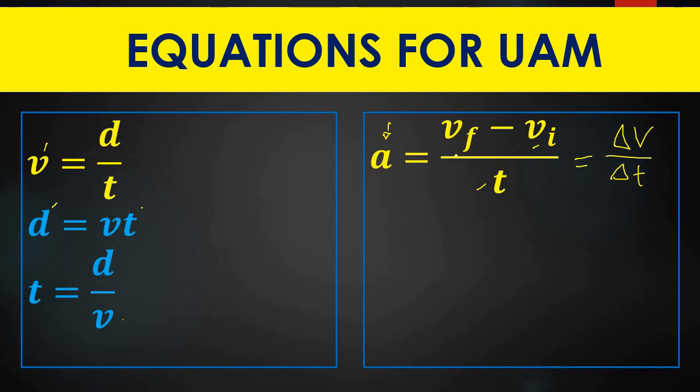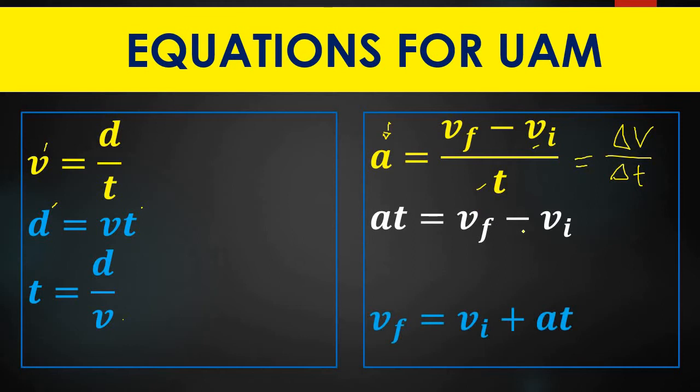So all we have to do is to cross multiply. At is equal to vf minus vi. And finally, we can transpose vi over here, so that's plus vi. The final formula will be vf is equal to vi plus at. The blue ones are the derived formulas from our original formula.